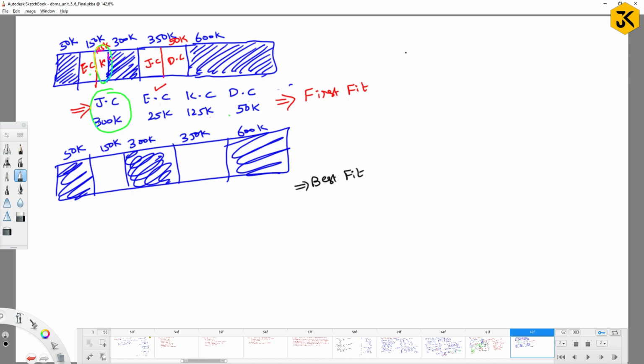Now in this particular scenario, 300K is going to be placed at which location? Whatever kind of fit, I can place it only in 350K, right? So here the J.c file is going to be placed. The remaining is 50K. Now 25K comes with the file name E.c. Now where can I place it? Is it at 150K or is it 50K?